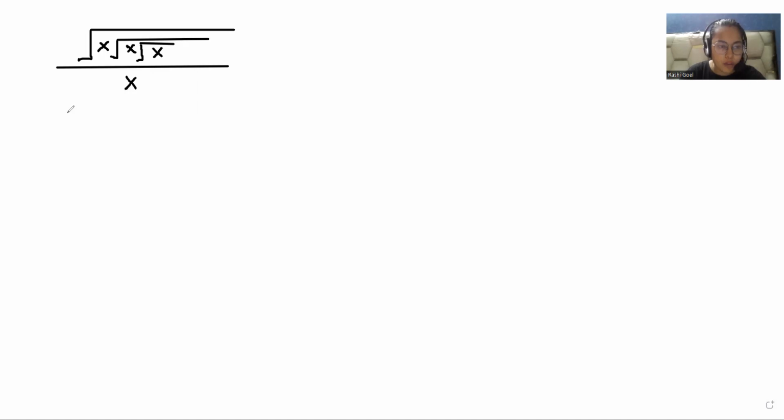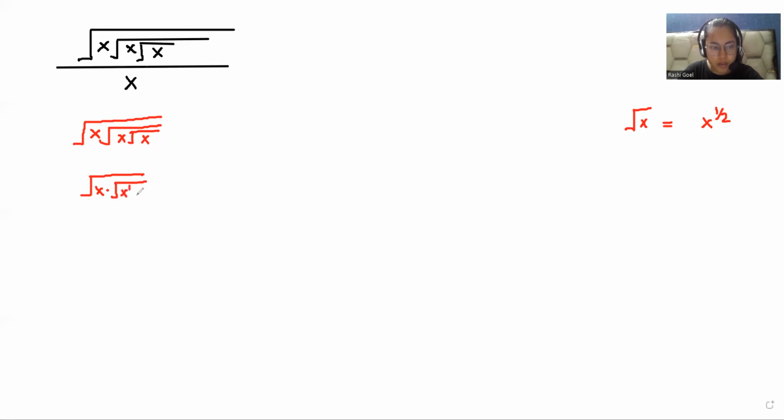So first I am going to solve the numerator only. So that is square root of x under square root of x under square root of x. Here I'm going to use the property that square root of x we can write as x power 1 by 2. So I'm going to replace the inner one first. So x times square root of x, I'll remove the square root and write it as x power 1 by 2.